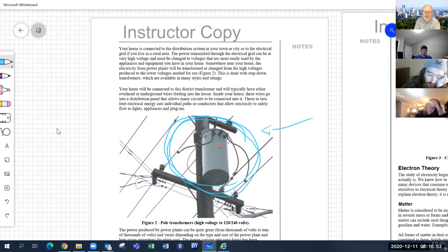So we use these things. What is this thing here? What is this a picture of? It's the transformer.